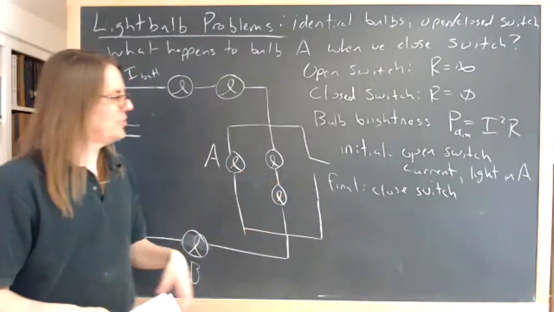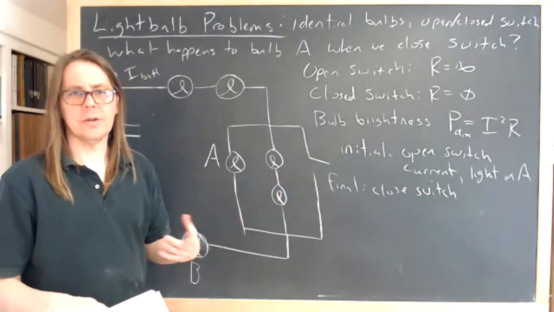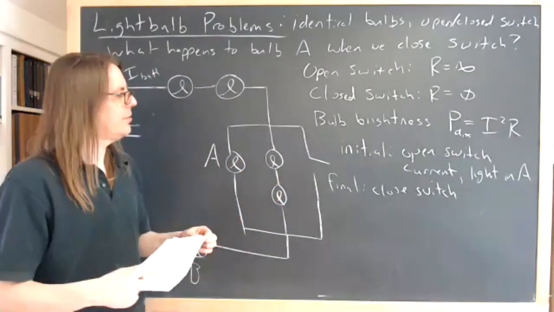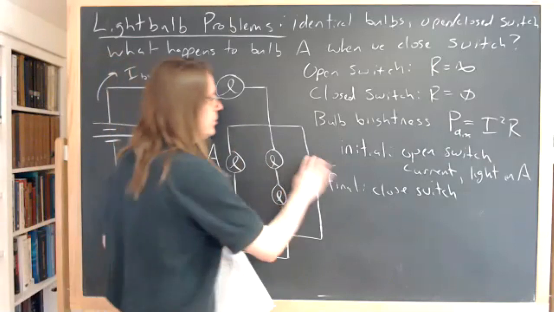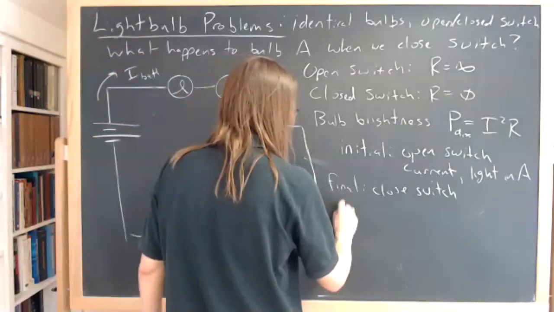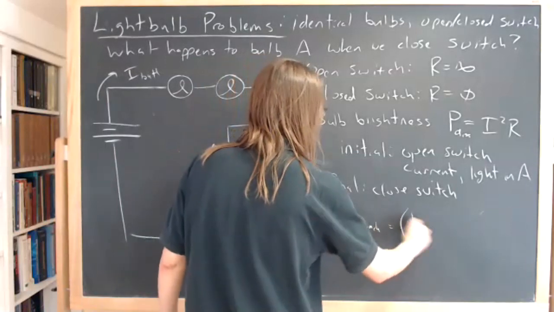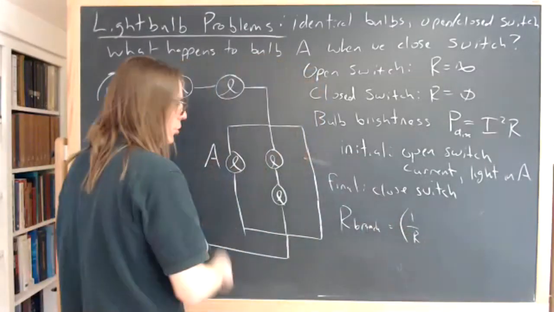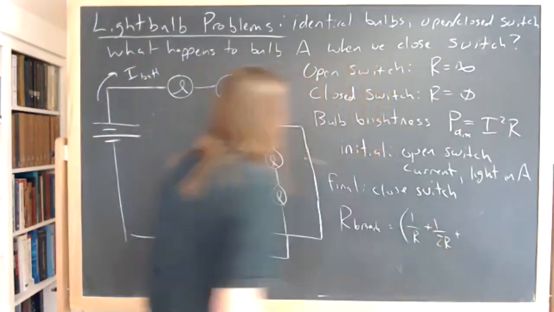But what if your multiple choice said dimmer, a lot dimmer, or dark? You'd have to figure out which one it is. So let's go ahead and think about our branch again in the case where it's closed. What if that's just a wire? R, here we go again, equals 1 over R for bulb A plus 1 over 2R for bulb B.